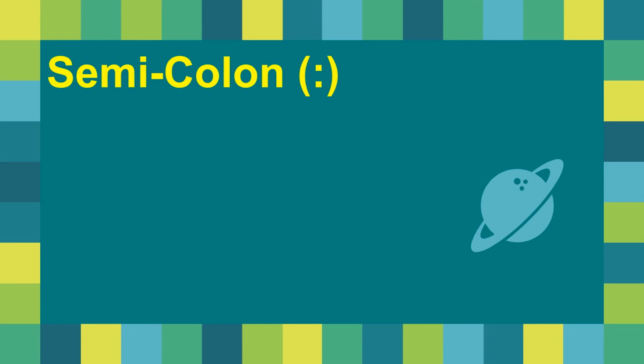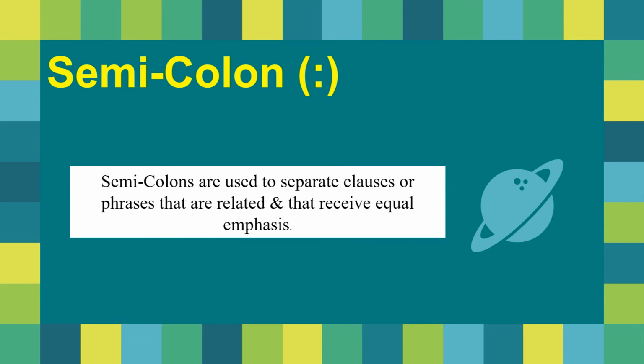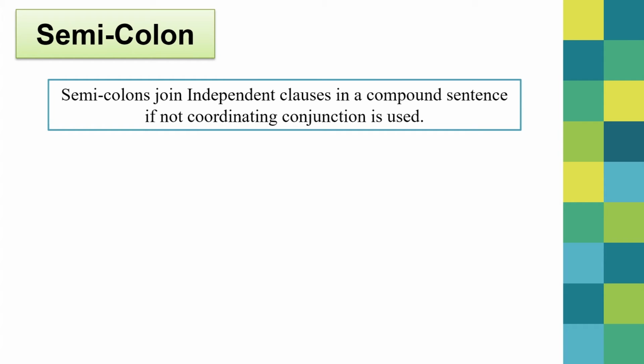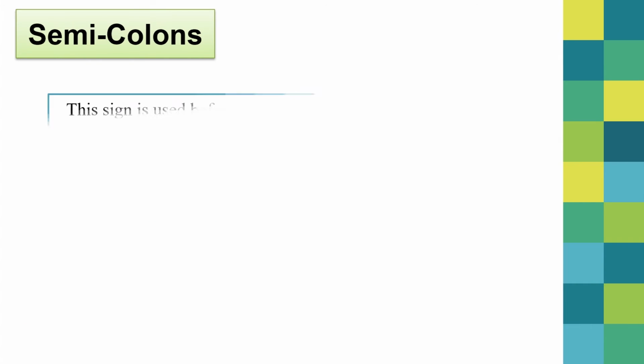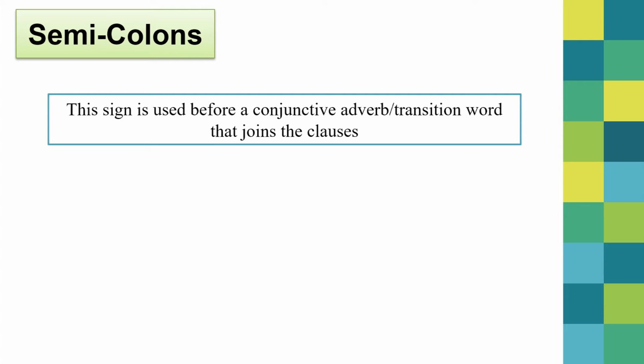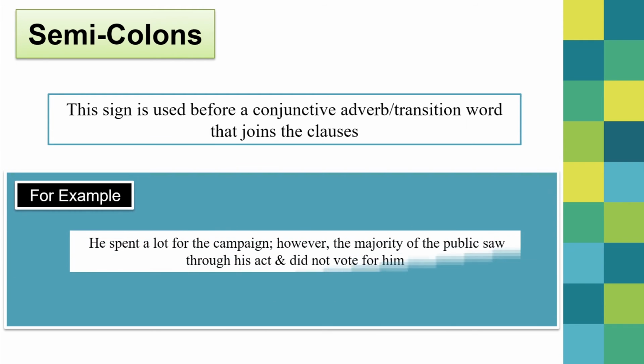Next is the semicolon. It is a mixture of comma and colon. Semicolons are used to separate clauses or phrases that are related and that receive equal emphasis. Semicolons join independent clauses in a compound sentence if no coordinating conjunction is being used. For example, Mary seemed preoccupied; she answered our questions unexpectedly. Let's take another example. He spent a lot for the campaign; however, the majority of the public saw through his act and did not vote for him.